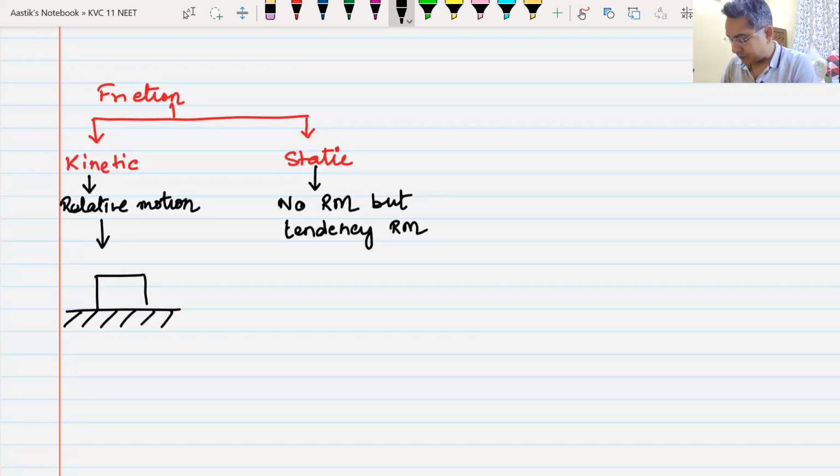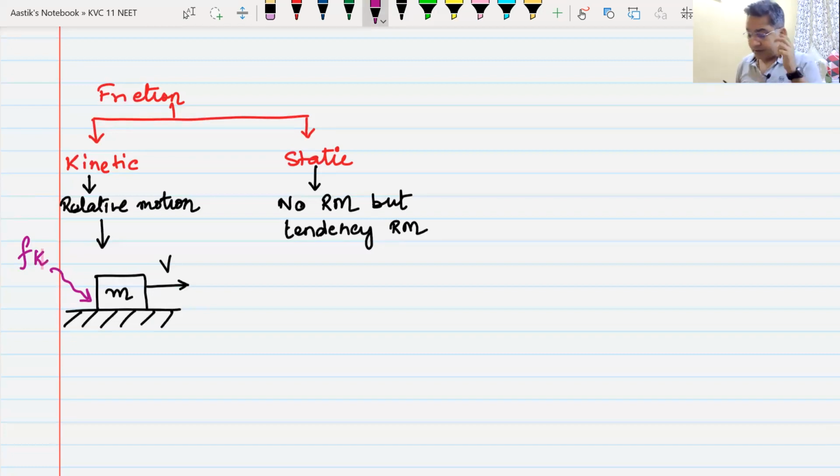If you have a block of mass m, and it is moving with a velocity v, in this case the friction between the block and the body will be Fk. That means it would be kinetic in nature. F standing for friction, K standing for kinetic. So whenever there is a relative motion between the two bodies, the friction that is going to come will be kinetic in nature.